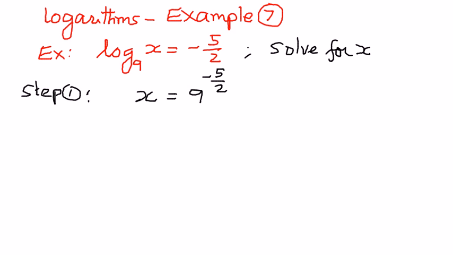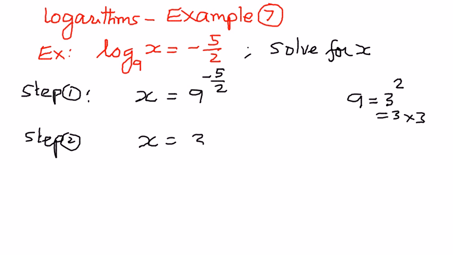So now we want to come back and simplify this some more. We'll write this as step number 2. In here, we know that 9 can be expressed as an exponent as follows. 9 we can write as 3 to the power of 2, 3 times 3, which is 9. So x is equal to 3 to the power of 2, this whole thing raised to the power of negative 5 over 2.